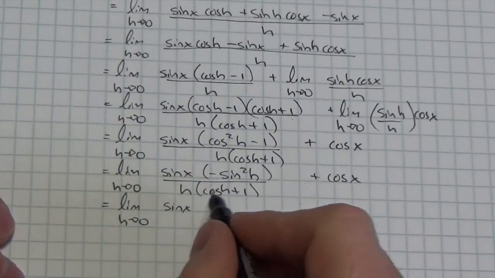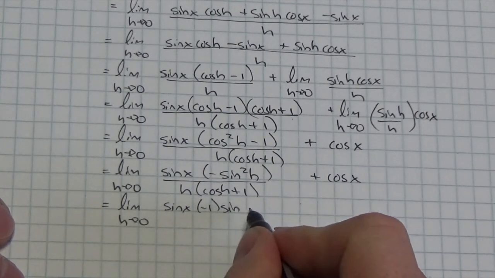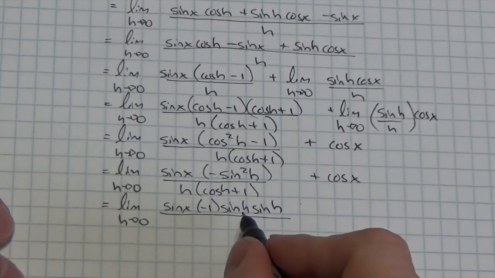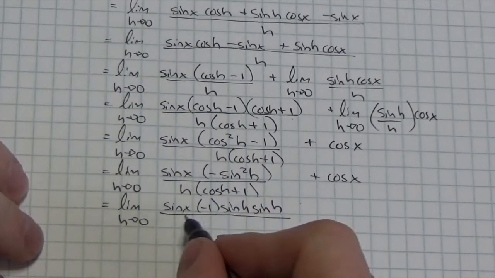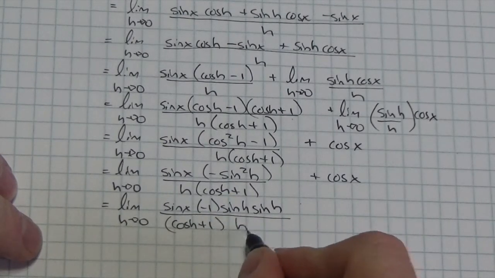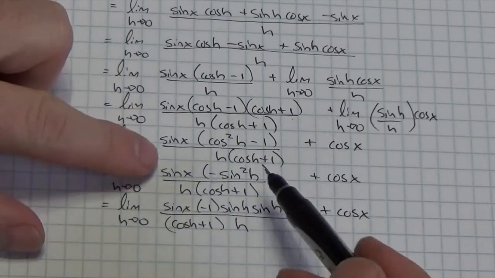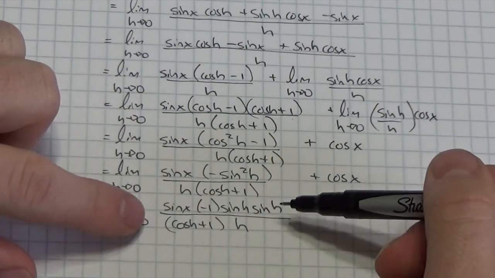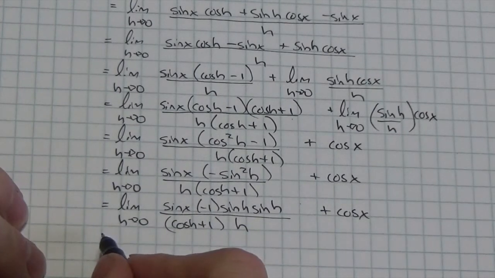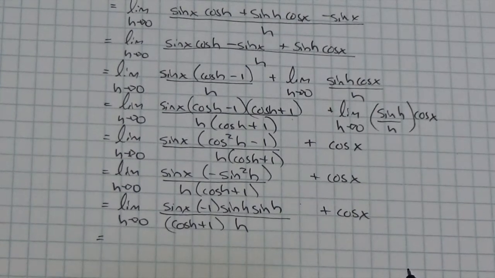But now what I've got is this factor of negative 1, and then I've got a sine of h, sine of h. I'm really spreading this out here. I'm going to switch the order of my factors in the denominator, so cosine of h plus 1 multiplied by h. And then I've still got this cosine of x hanging out in the back. From the previous step to this one, all I did was separate out the factors of the numerator. I haven't done much of anything here. But now I'm going to take the limit as h goes to 0.